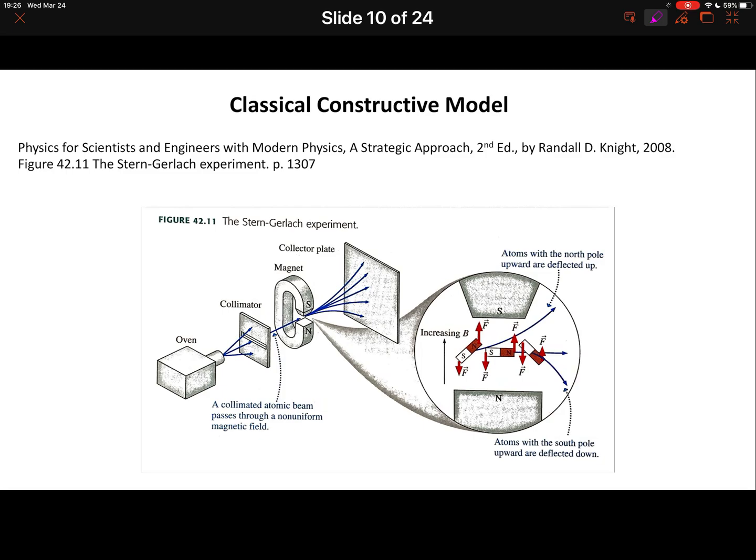Let's look at the classical constructive model that many physicists expected to see when the Stern-Gerlach experiment was conducted. The atoms come through and they constitute some dipole moment. Suppose you only got plus and minus coming through for this beam at this particular orientation. Then you'd say my little dipoles are pointed with or against the magnetic field in this particular direction.